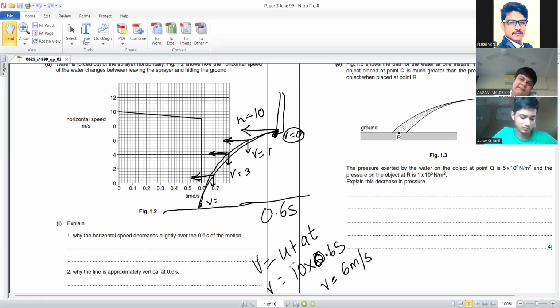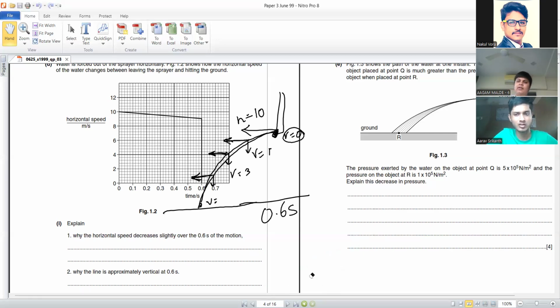So, can you now calculate the distance? What will be the distance? 3.6. Sir, I'm calculating. I got the speed, I know the time is 0.6. Speed into time is distance. So 6 into 0.6.